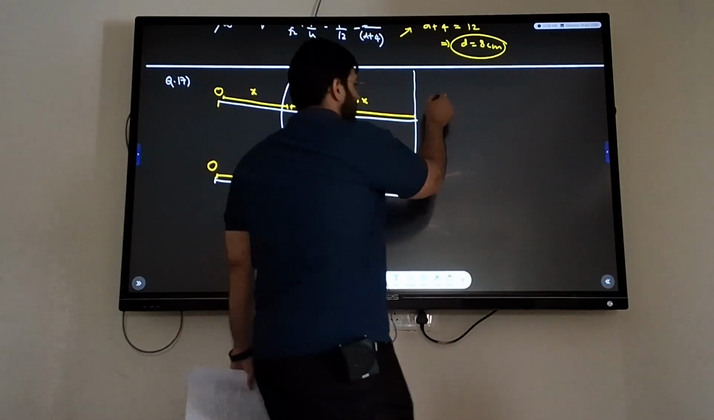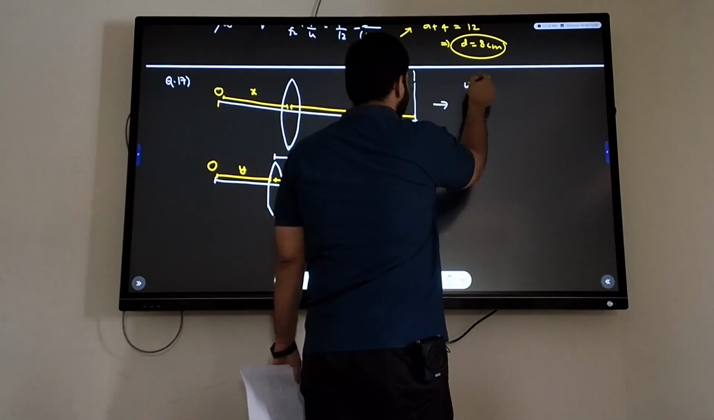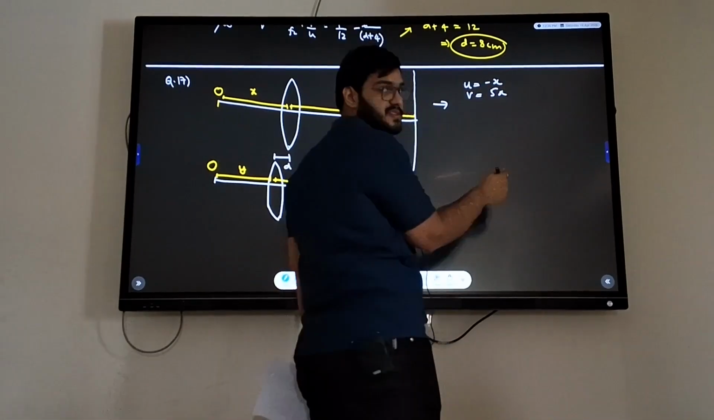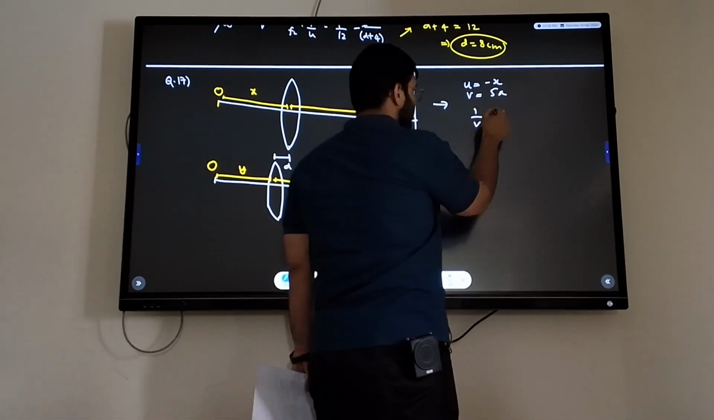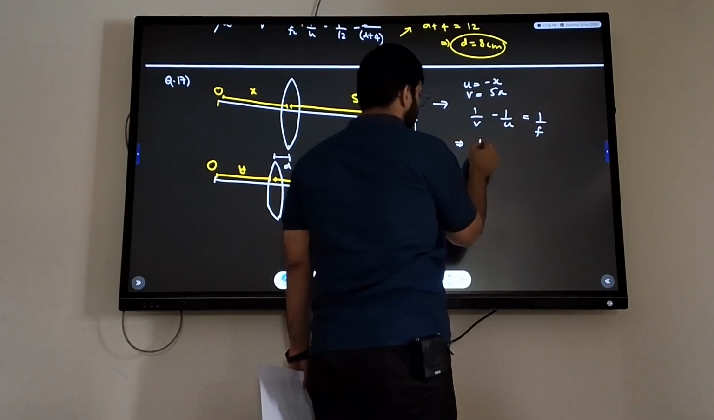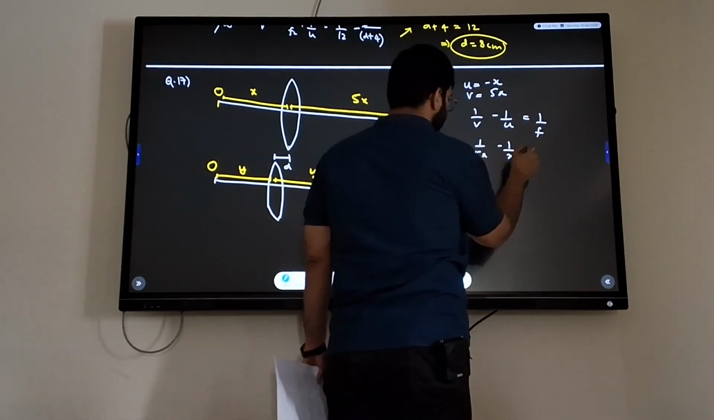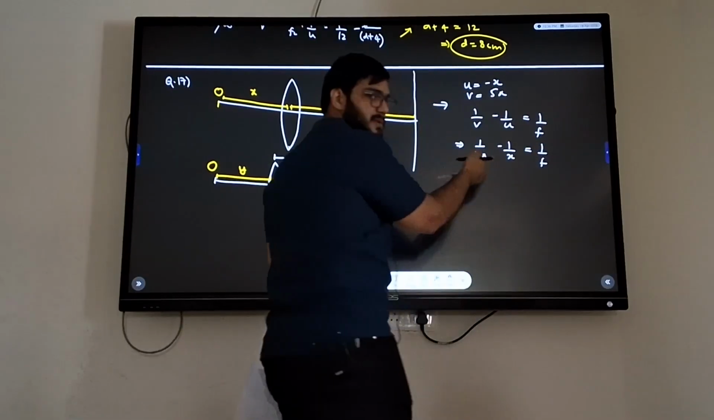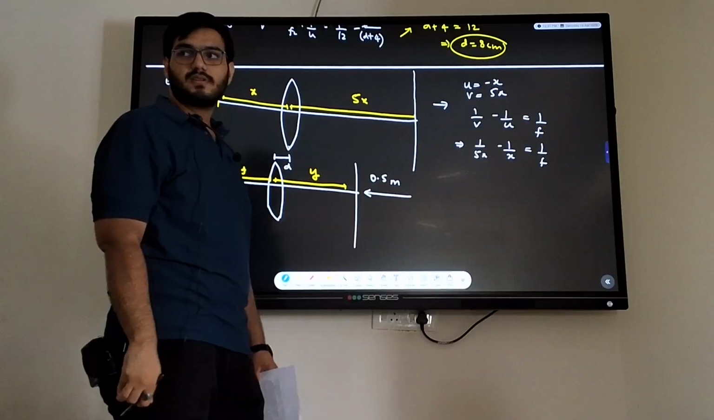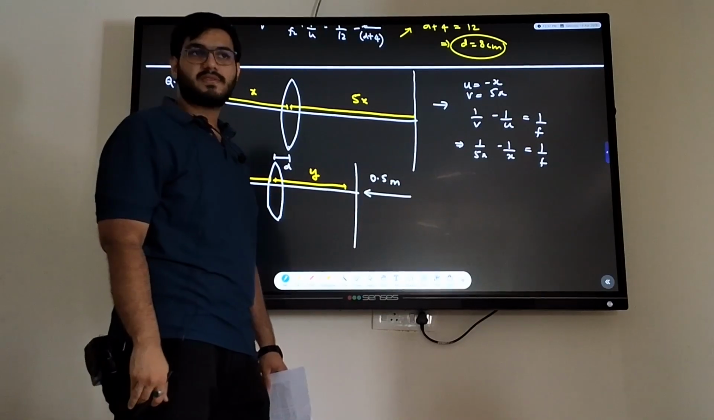So for this scenario, can you tell me what is U? U is minus x and what is V? That's plus 5x. Then what is the formula? 1 by V minus 1 by U equal to 1 by F. 1 by 5x minus 1 by x is equal to 1 by F. Can you solve it and tell me what that is? 5x by 6, right?